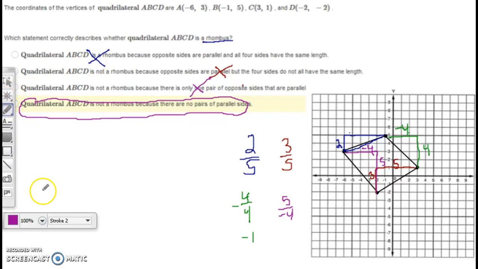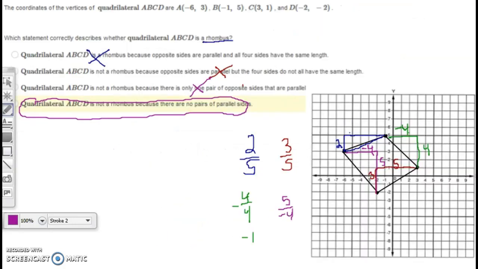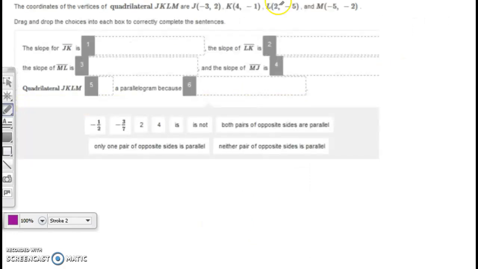You could do this same problem without graphing it, just by finding the slope of each of these. Like you would find the slope of AB, the slope of BC, the slope of CD, and the slope of AD. And you could use this same formula that we used back here to do it. I just happen to be visual, so I like to graph it.